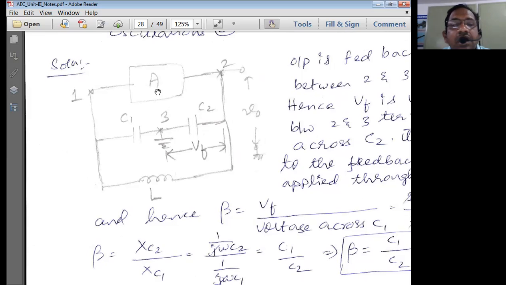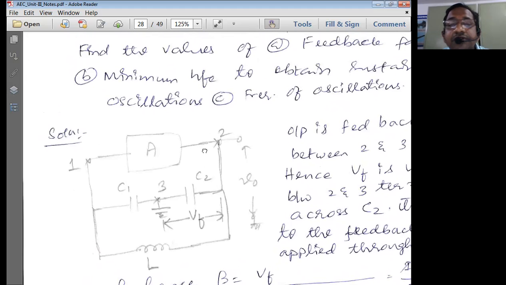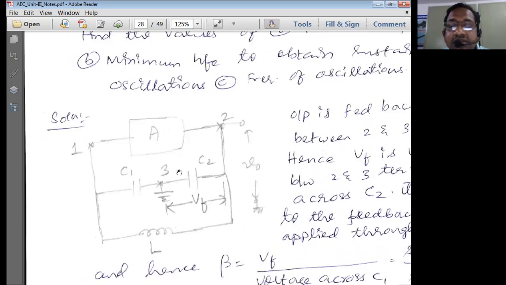That's it. The output of the amplifier is connected to the feedback network, and the output of the feedback is connected to the amplifier circuit. This is the general block diagram of the LC circuit for Colpitts configuration. So Colpitts means what? What is the first letter in Colpitts? C. C is nothing but capacitor.